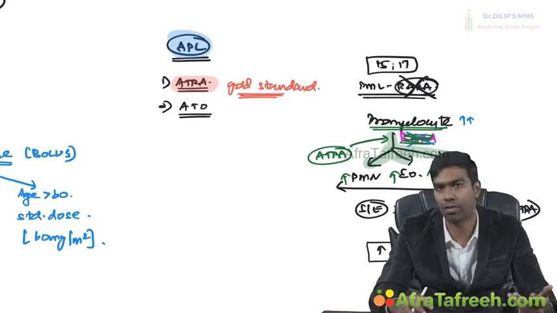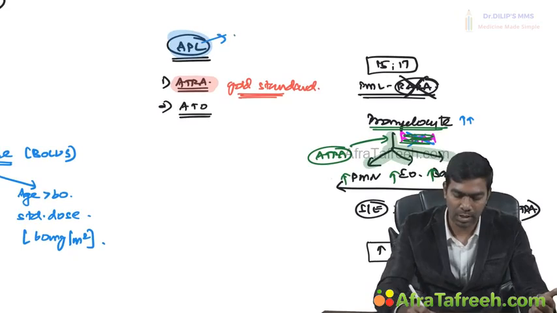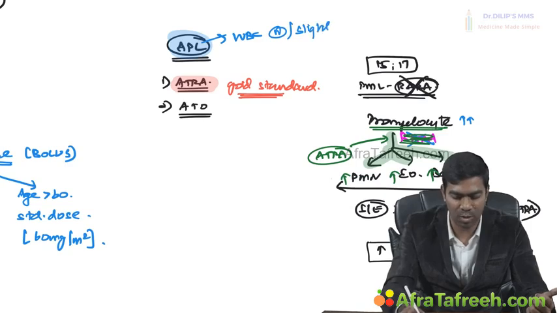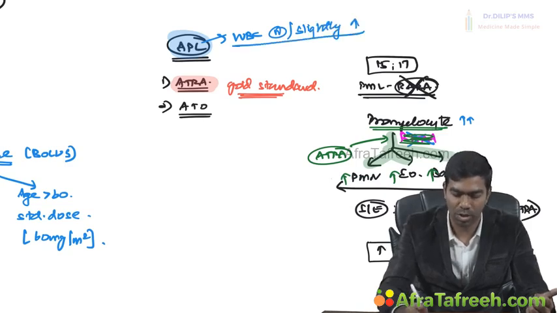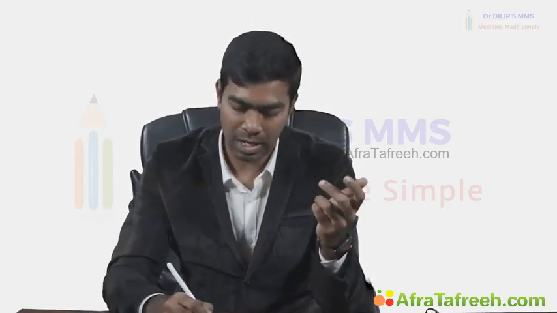I think I have forgotten to tell in AML M3, the WBC count tends to be normal or only slightly elevated. This is one of the gold standard points that you have to know. Usually in AML, the blast count tends to be in lakhs, sometimes even in 50,000s and 70,000s. But in acute promyelocytic leukemia, the promyelocyte count, the WBC count tends to be relatively normal or only slightly elevated.